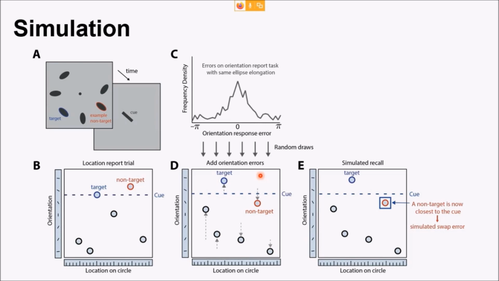And then the last step of the simulation was to determine whether, after incorporating this error, the cued orientation was still closer to the target, or now it was closer to a non-target, and this is what has occurred in this example here. And if this is the case, then this trial would be categorized as a swap error trial.